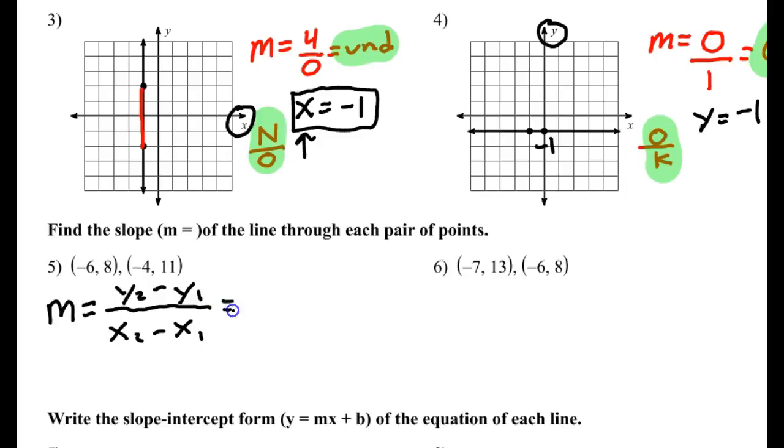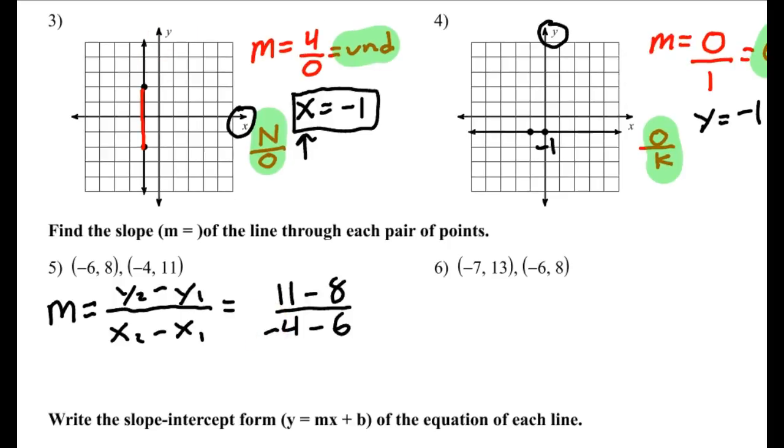So what is wrong with this right here? If I do 11 minus 8, and I do -4 minus 6. Why is this incorrect? Give yourself a second. Why is that wrong? We could put parentheses around everything.